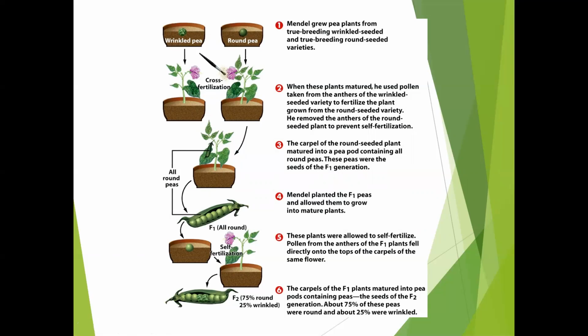He then takes these seeds and he's going to self-fertilize. So he's going to take one plant from the F1 generation and self-fertilize. And then in that F2 generation, he sees 75% round and 25% wrinkled, or 3 to 1. And he actually saw this outcome many, many times.